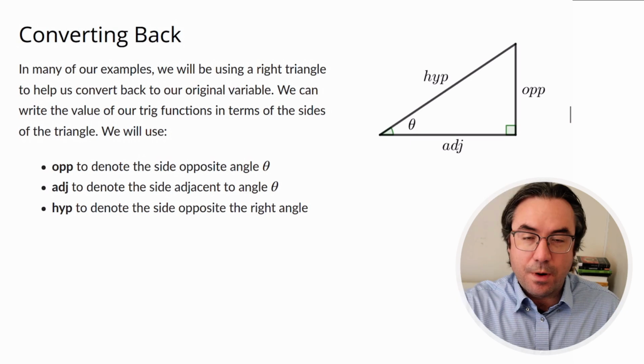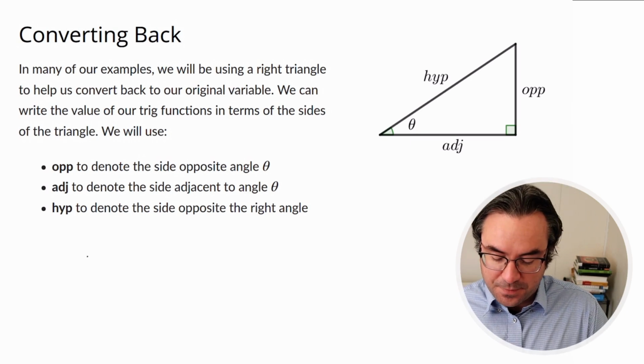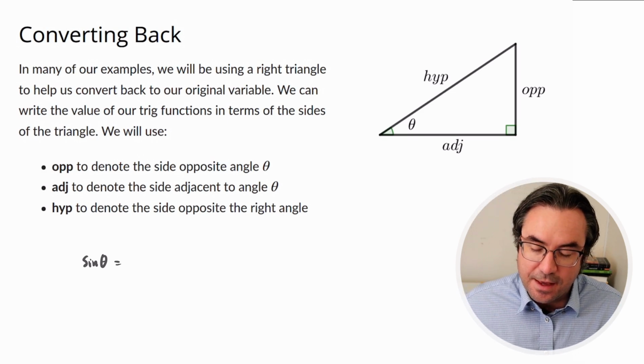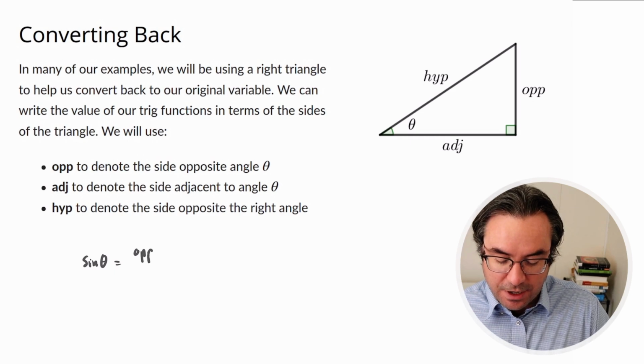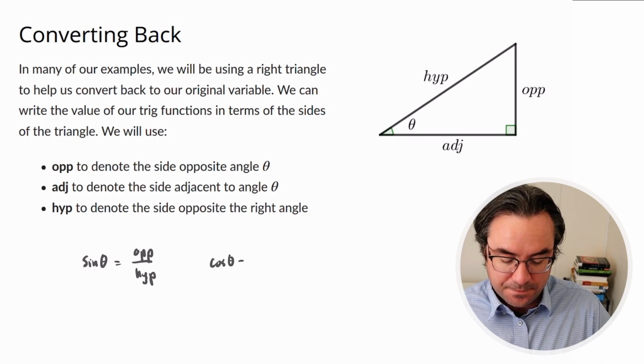So let's remember what these are. There's sine of theta, and it's the opposite side over the hypotenuse. Cosine theta is the adjacent side over the hypotenuse.